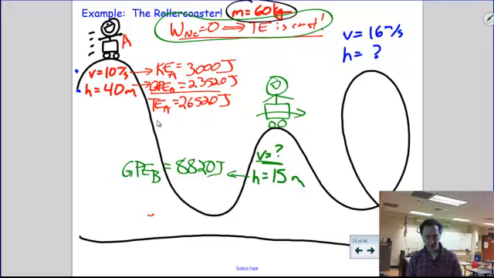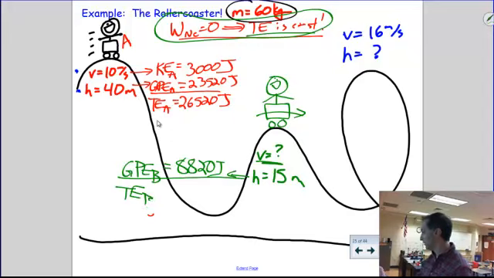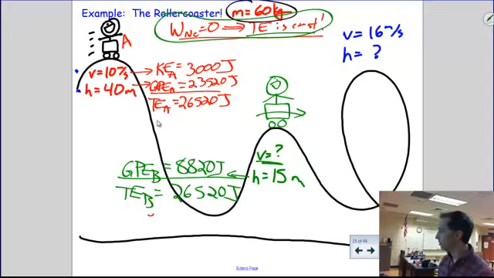So here's where we get stuck. I always call this the spiral of doom, right? We can't find the velocity because we don't know the kinetic energy, and we can't get the kinetic energy without the velocity. When you get stuck where you need your kinetic energy to find your velocity and your velocity to find your kinetic energy, the question you ask yourself is, what do I know about my total energy? All right? And in this problem, we know the total energy is constant, right? So that means that the total energy at B also has to be 26,520 joules.